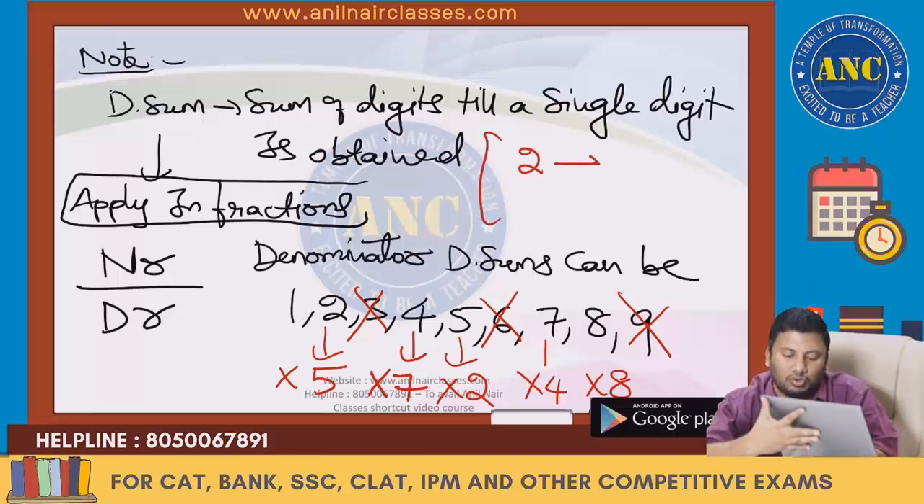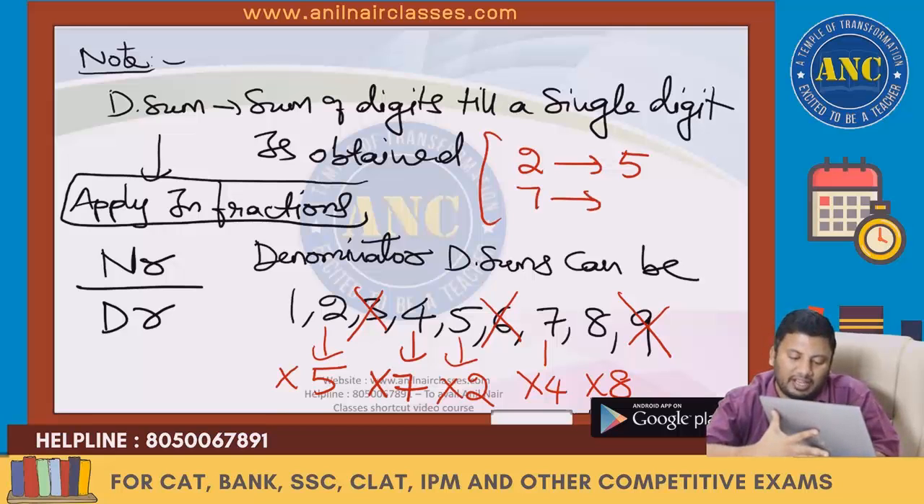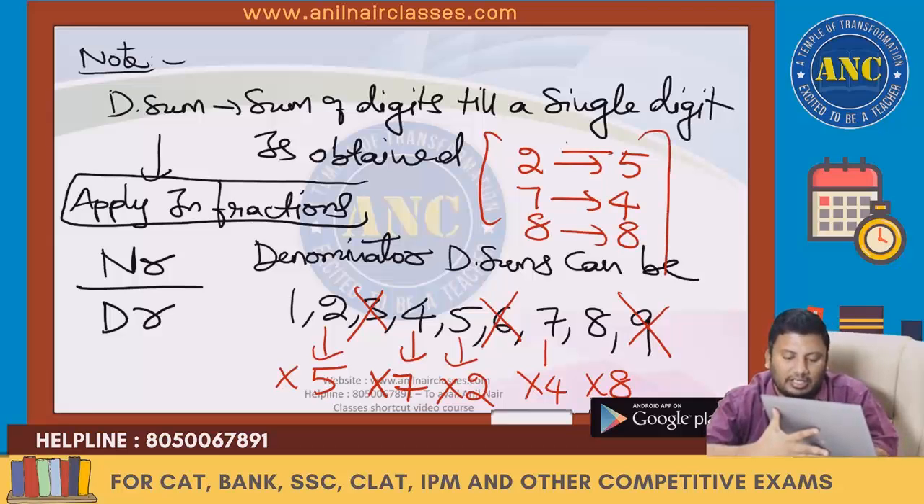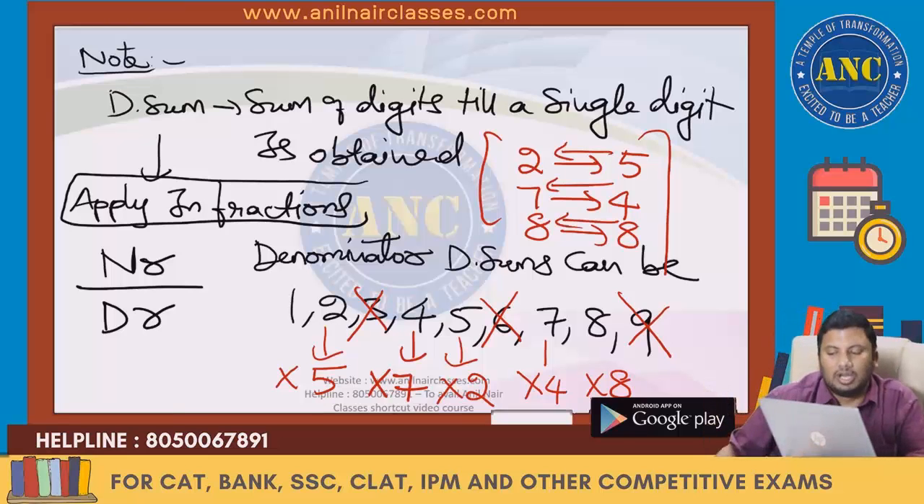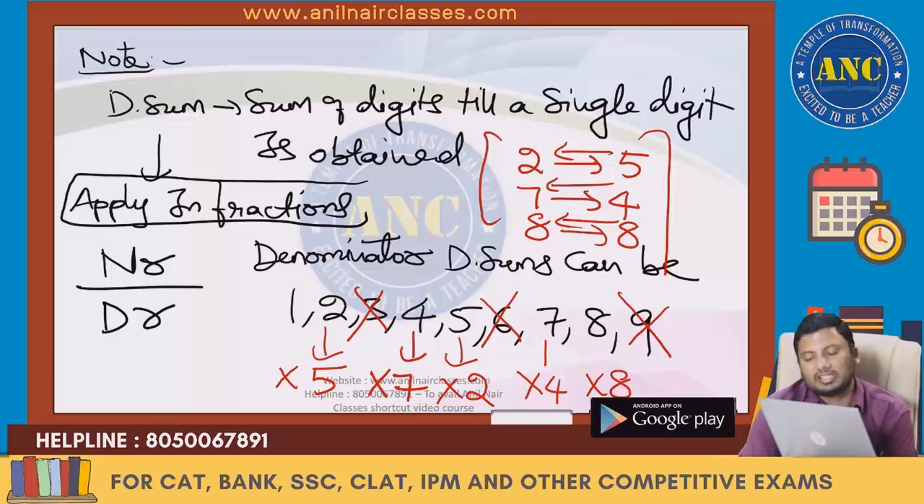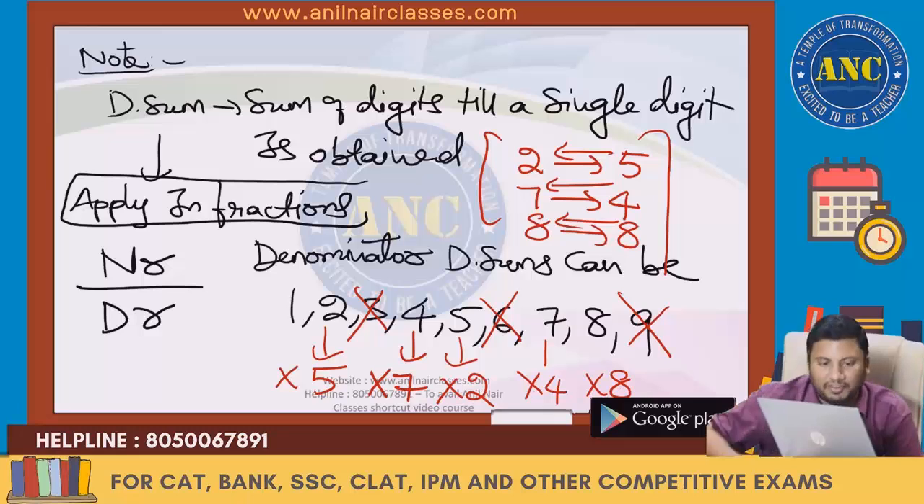If it is 2, multiply by 5. If it is 7, multiply by 4. If it is 8, multiply by 8. Interchangeably: if the denominator digital sum is 2, multiply by 5. If the denominator digital sum is 7, multiply by 4. If it is 8, multiply by 8.